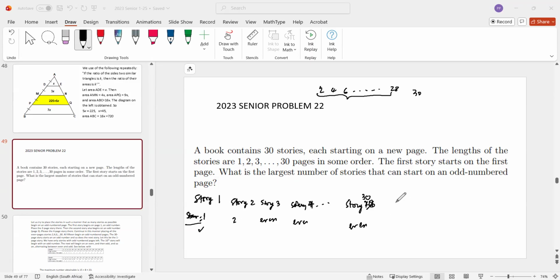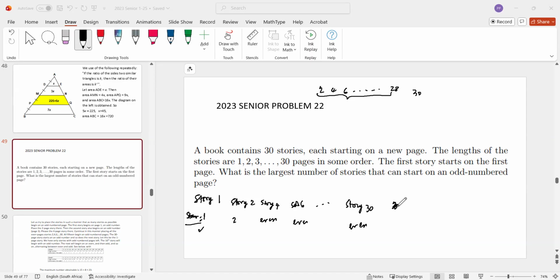One is already there, so let's go to the story with 3 pages. We'll call it story 2. Okay, let me just get this thing right. When I say story 1, it means the story which has got 1 page. Story 2, the story which has got 2 pages. Then I'm going to put the even ones here. Story 4, story 6, and go up to story 30. So I've got all the even stories together with story 1.